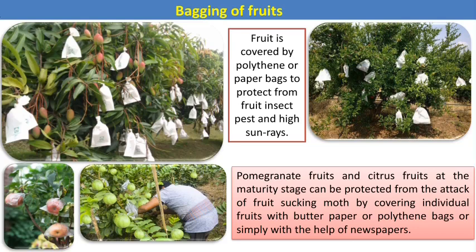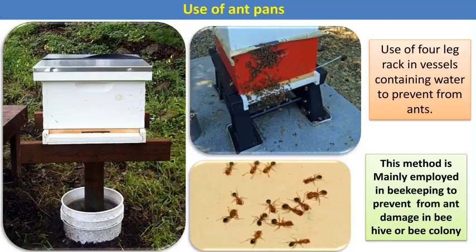Then also the fruit is covered by polythene or paper bags to protect it from fruit insects, pests and high sun rays. In case of pomegranate fruits and citrus fruits at the maturity stage, they can be protected from the attack of the fruit sucking moth by covering individual fruits with butter paper or polythene bags, or simply with the help of newspaper.